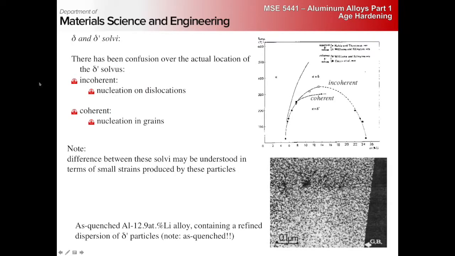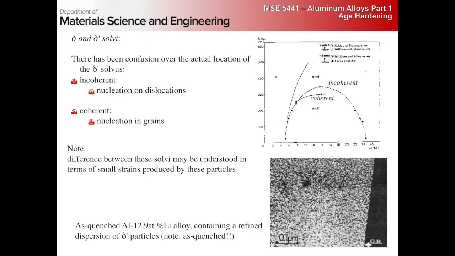Okay, so this is the delta prime solvus, right? There's a lot of confusion in the literature over the exact location of this solvus, and basically that's because we can get either coherent or incoherent nucleation. Incoherent, we nucleate on the dislocations. Coherent nucleation on the grain. So depending on what the interface is like, the particles will dissolve at different temperatures, right?